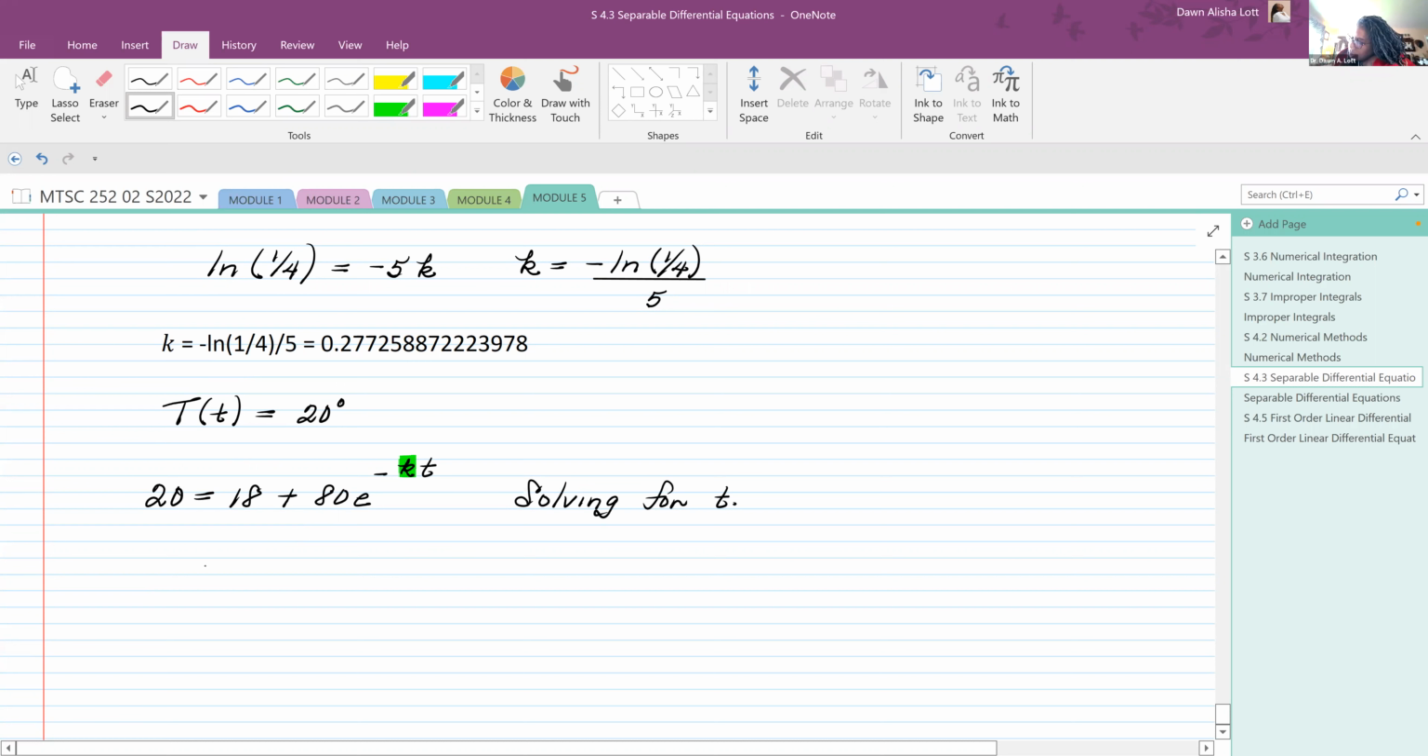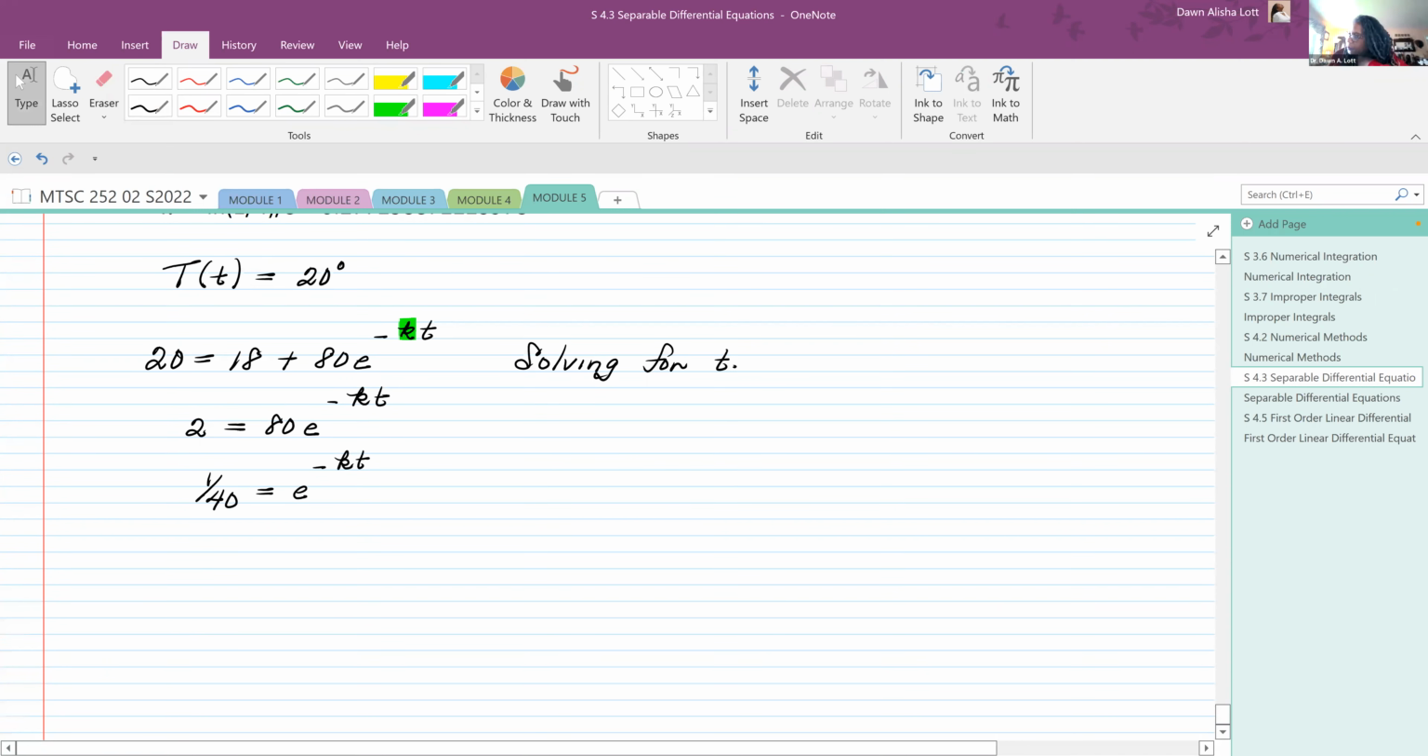So we get 1 over 40. Oh, I'm sorry, moving too fast. I get 20, so I get 2 is equal to 80 e to the negative kt. So 1 over 40 is equal to e to the negative kt. All righty, we're going to take that natural logarithm again. Very helpful to us. 1 over 40 is equal to the natural log of e to the negative kt.